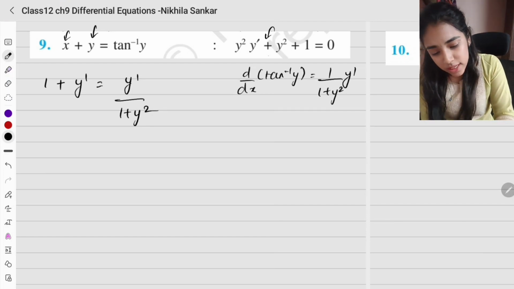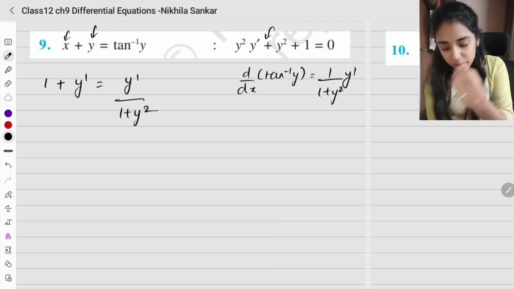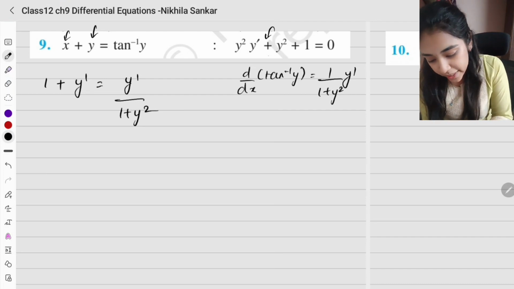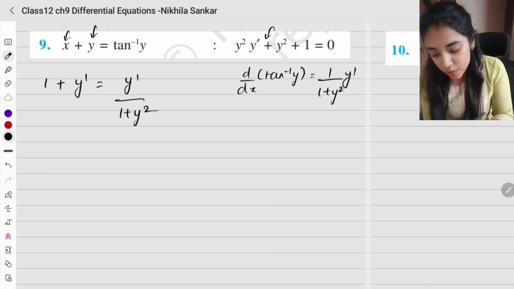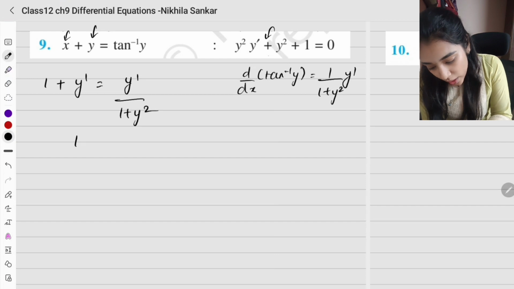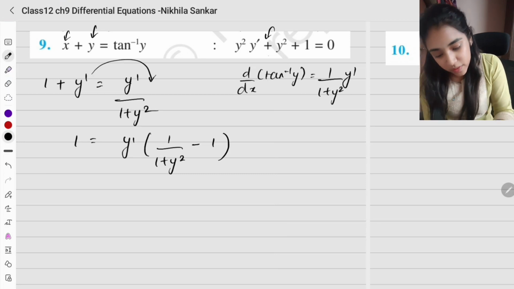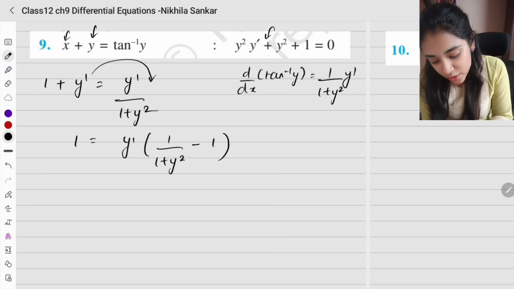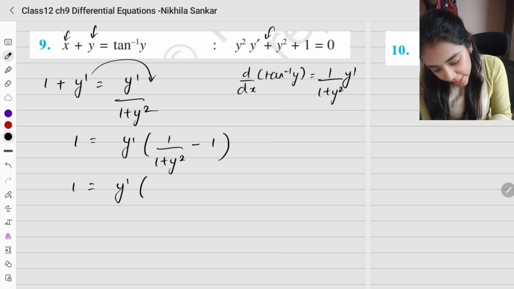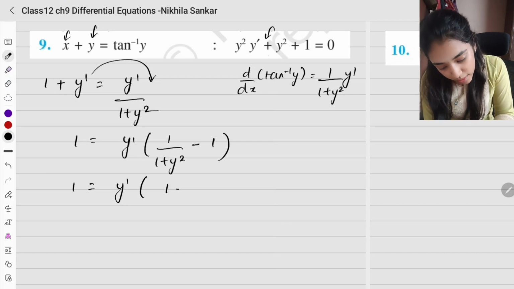Okay. Now I need to get this in terms of the required expression. So what do I have? I'll bring y dash to one side first. I have 1 equals y dash times (1 divided by (1 plus y square) minus 1). Moving the y dash to that side, I'll have a minus 1. Correct? So now 1 equals y dash times, taking the LCM, (1 minus (1 plus y square)), the whole divided by (1 plus y square).